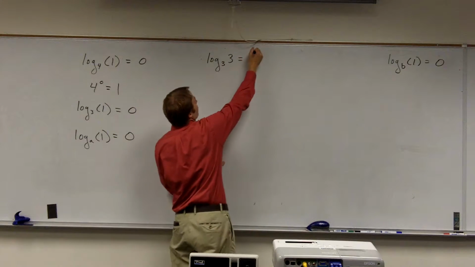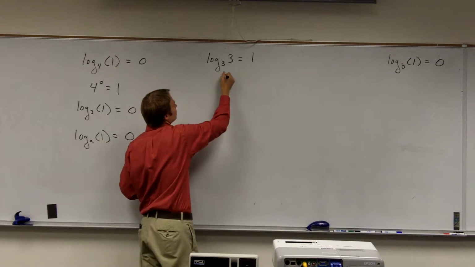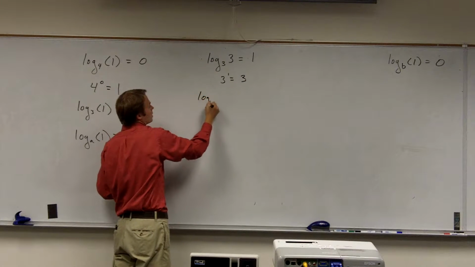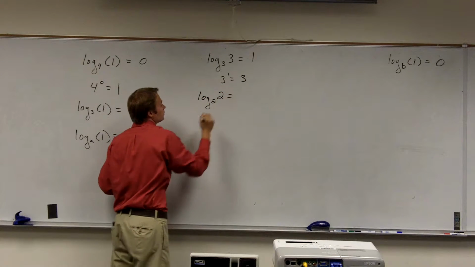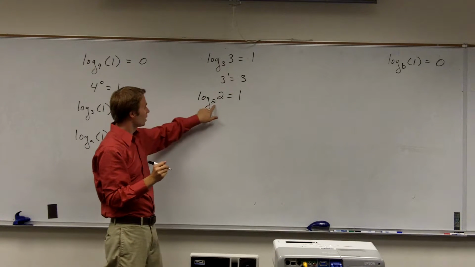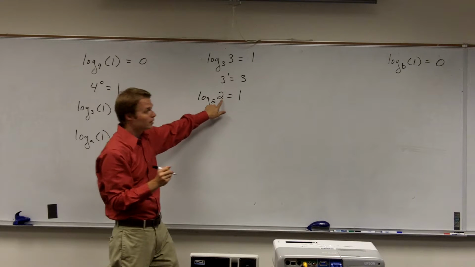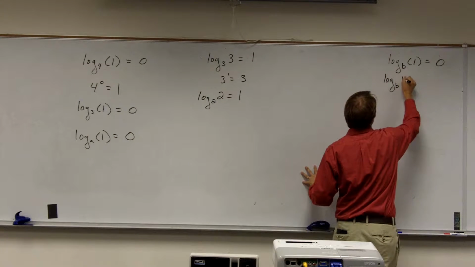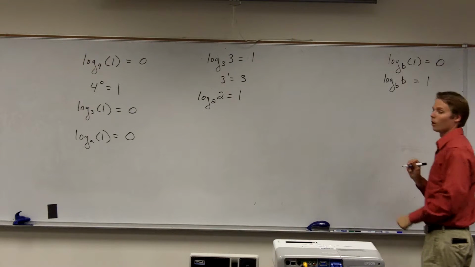Because 3 to the first power is equal to 3, right? What about log base 2 of 2? 1. In fact, if you ever take the log with the same base as the number here, you'll always get 1. That should make sense. So log base b of b will always equal 1.